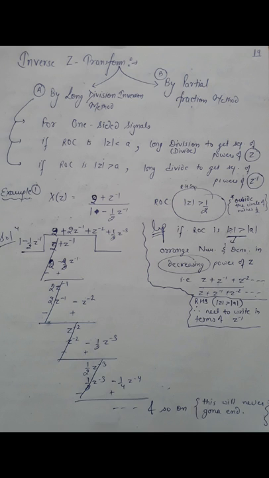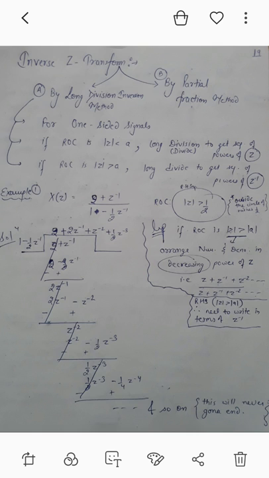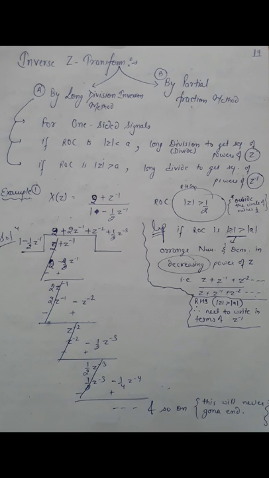In that case we have different cases. If ROC is mod of Z less than mod of A, in this particular case we have to long divide to get a sequence in powers of Z. The second case is ROC is mod of Z greater than A. In that case we have to long divide to get a sequence in powers of Z inverse. Means in that case we will have Z inverse powers, and in the upper case we have powers of positive Z. Now let's come to the example directly.